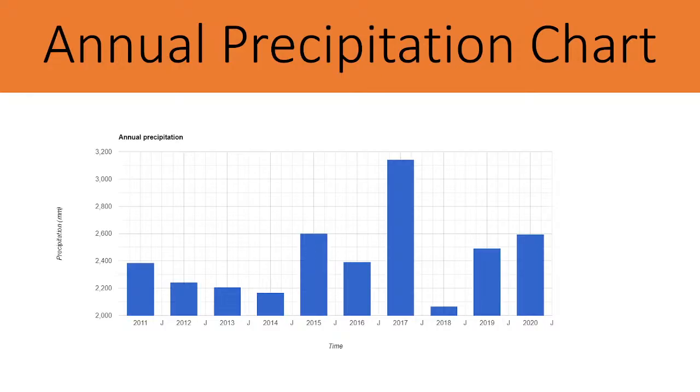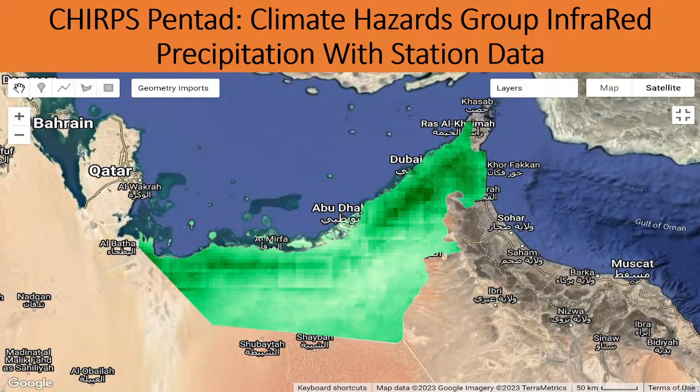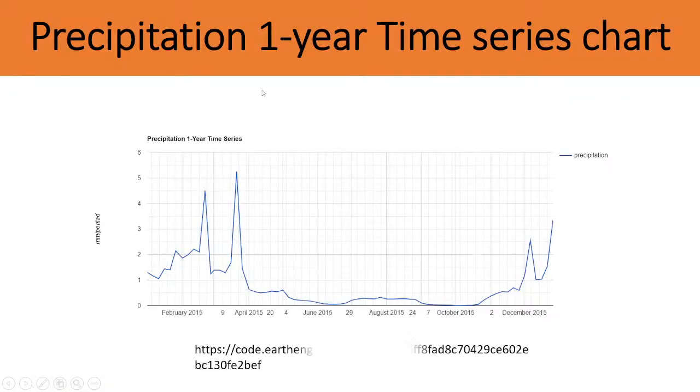Is this station data or data for the entire country? For example, this is for entire Bangladesh. It's for the entire Bangladesh, and this data comes from the CHIRPS data set. This type of CHIRPS data set provides this type of data.